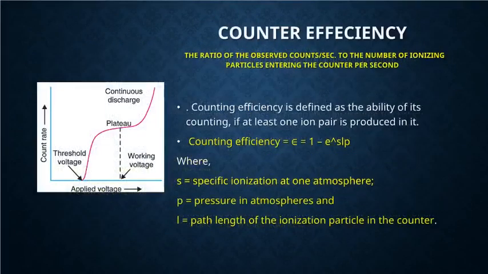Counting efficiency may be defined as the ratio of the observed counts per second to the number of ionizing particles entering the counter per second. This indicates its ability of counting, if at least one ion pair is produced in it. Counting efficiency equals 1 minus e raised to the power minus SPL, where S is the specific ionization at 1 atmosphere, P the pressure in atmospheres and L the path length of the ionizing particle in the counter.